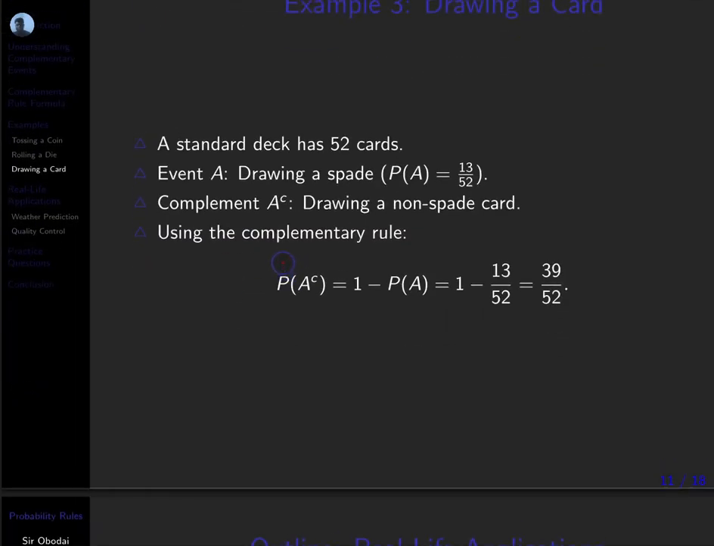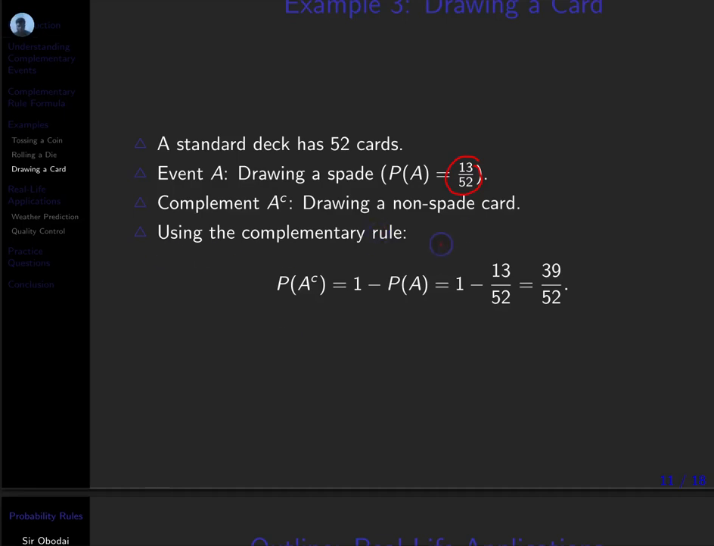Now this has to do with drawing a card. A standard deck, as we all know, has 52 cards. Now we want to just draw a spade, and they are saying its probability is what? Remember from our previous video, we learned that there are 13 spades, 13 diamonds, 13 clubs, right, and 13 hearts. So if you want to draw a spade, its probability is 13/52. Then not drawing a spade would then be either drawing a diamond, a club, or all the other cards, you see, but not a spade.